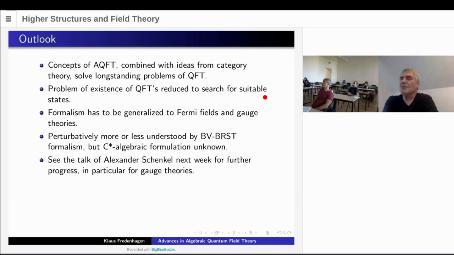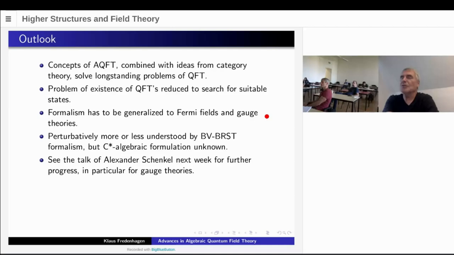There's one severe restriction. At the moment, this formalism is not applied to Fermi fields, and more importantly, it's not applied to gauge theories. And actually, some of these assumptions are not fulfilled in gauge theories. For instance, I mentioned that these symmetries of the Lagrangians and these local symmetries are disjoint. This is not true in gauge theories, because in gauge theories you have local symmetries which are symmetries of the Lagrangian. So in this sense, the formalism has to be changed or modified for gauge theories.